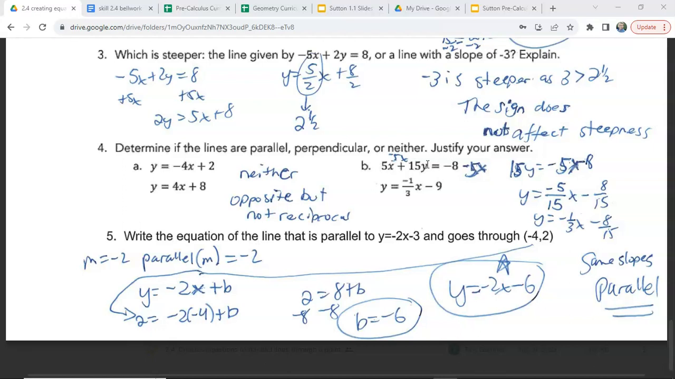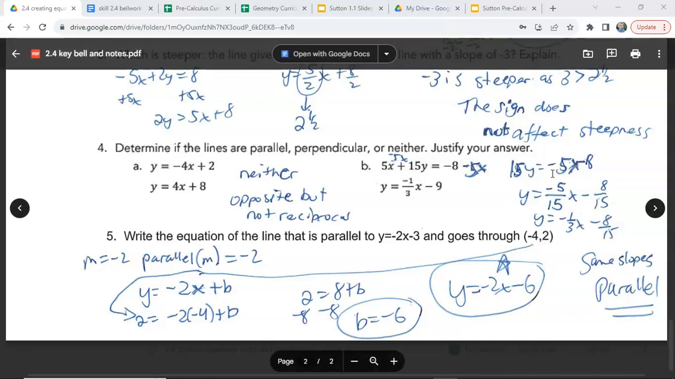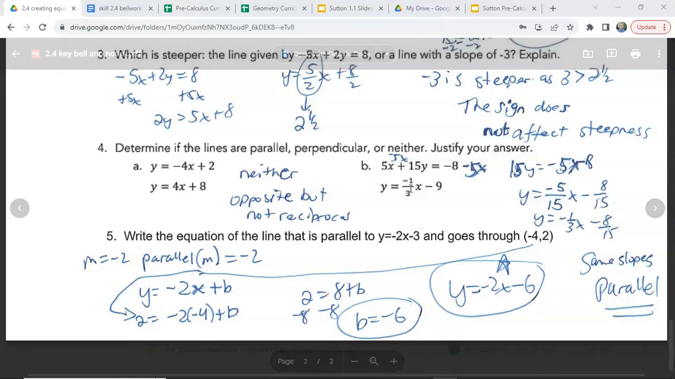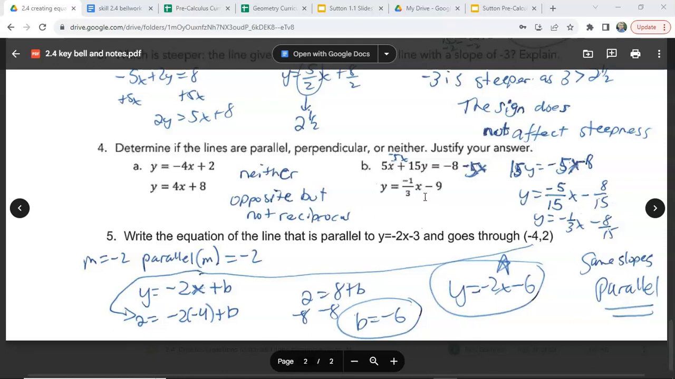And then this line, this is not in y equals mx plus b form, so we need to put it in y equals mx plus b form to find the slope. So we'll have to subtract the 5x on both sides, and then divide the 15. So we get y equals negative 1/3 x minus 8 over 15. So this does have a negative 1/3 slope, and so does this. So they must be parallel because they have the same slope.